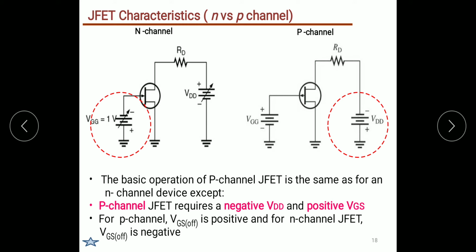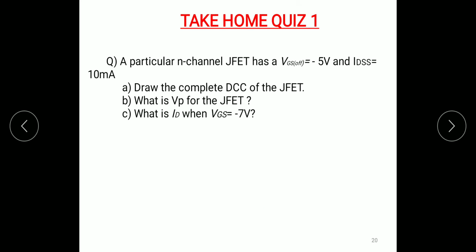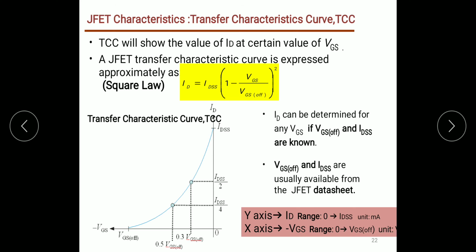For a P channel we also have the same characteristic, only the polarities of voltages will be reversed. You need not submit these quizzes.